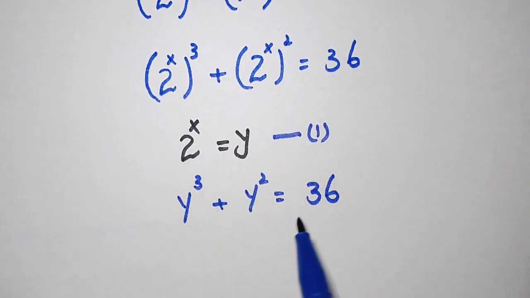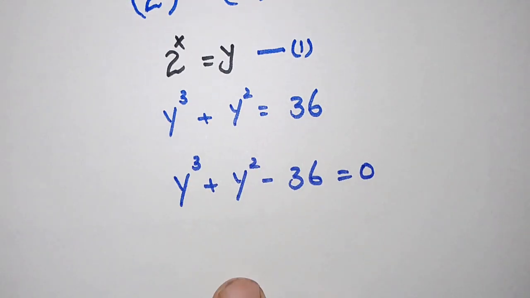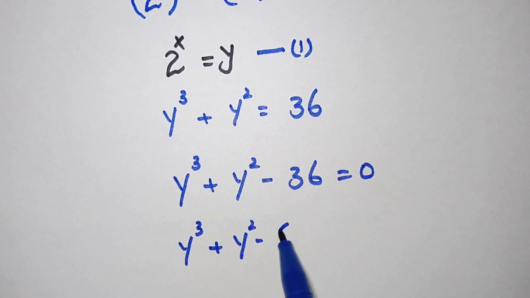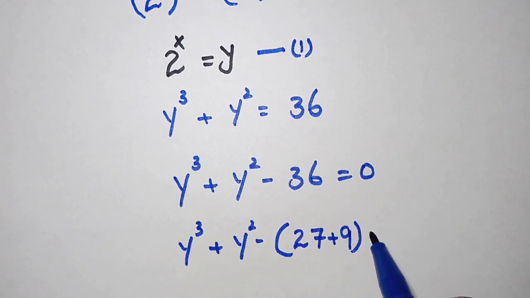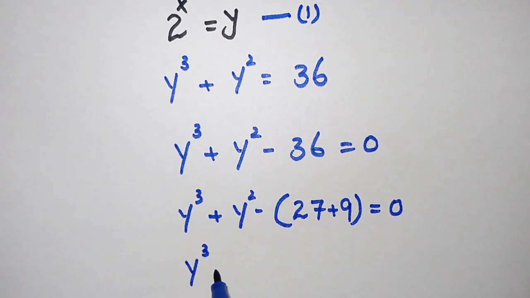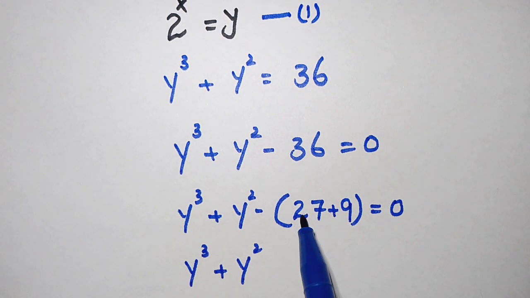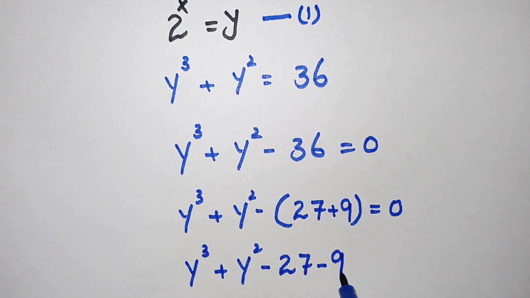Now in the next step, we have to move this 36 to the left side. So this will become y to the power of 3 plus y square minus 36 is equal to 0. Now y to the power of 3 plus y square minus 36 can also be written with 36 as 27 plus 9. Here 27 plus 9 is equal to 36, which is equal to 0. So y to the power of 3 plus y square minus 27 minus 9 is equal to 0.